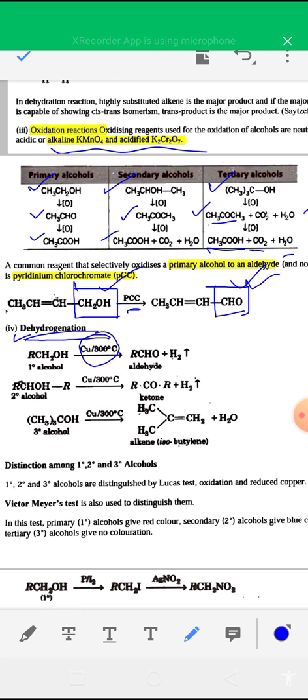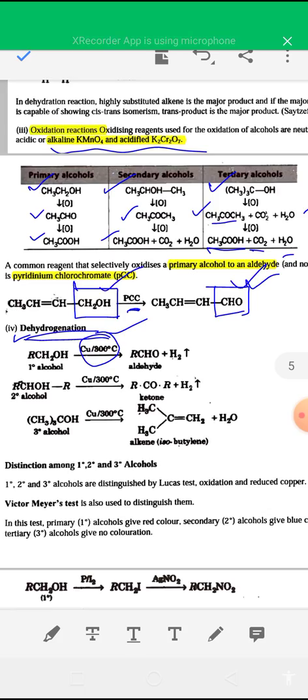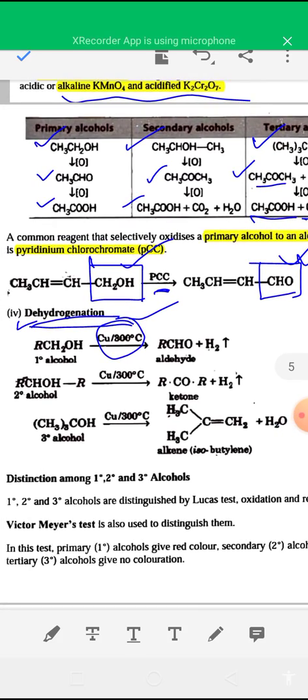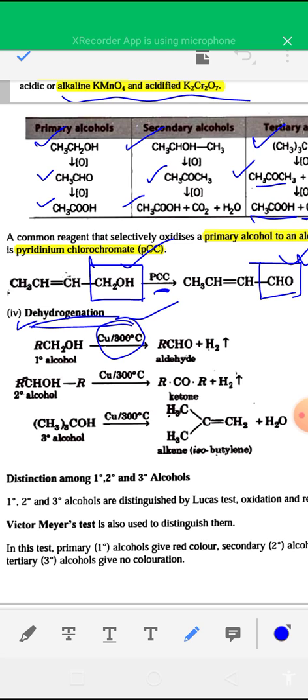Same reaction, oxidation reaction. If you heat alcohol with copper at 300 degrees Celsius, one hydrogen molecule will be removed from alcohol, and the alcohol will be oxidized. Primary alcohol will be oxidized to aldehyde, and secondary alcohol, that is R2CHOH, the CHOH group will be oxidized to ketone group RCOR, that is RC=O R, plus hydrogen. And tertiary alcohol on heating with copper at 300 degrees Celsius mainly gives alkene.